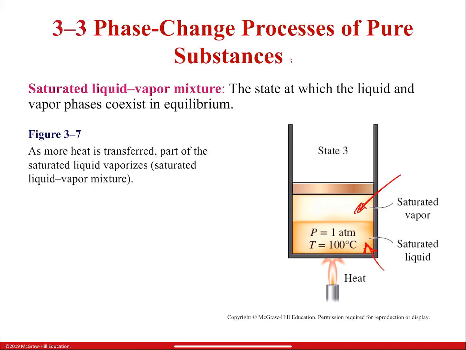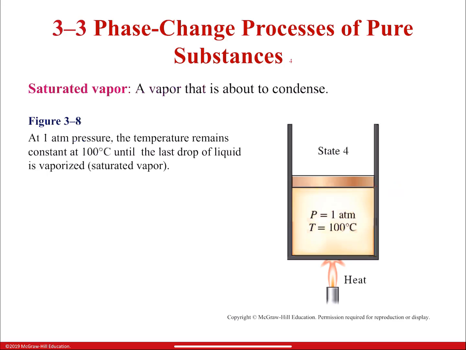Okay, what's happening here is the heat keeps coming into my system, and as it comes to the system, the temperature of the water is raising and raising. As more heat is transferred, part of the saturated liquid vaporizes into what we call the saturated liquid vapor mixture. And then we go to saturated vapor. That's a vapor that is about to condense. So that would be basically the state number 4.